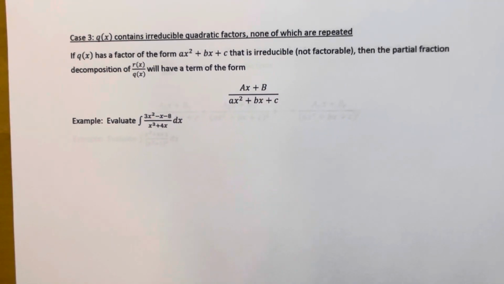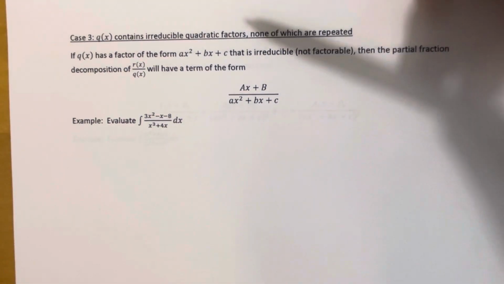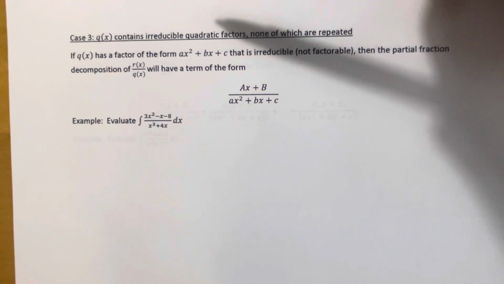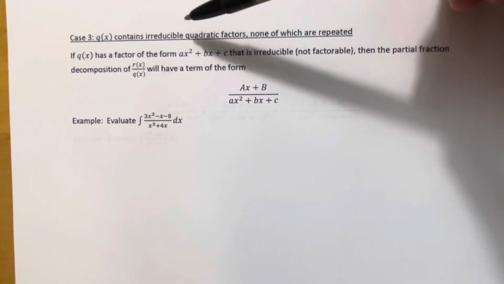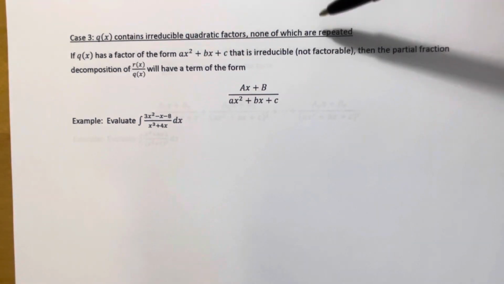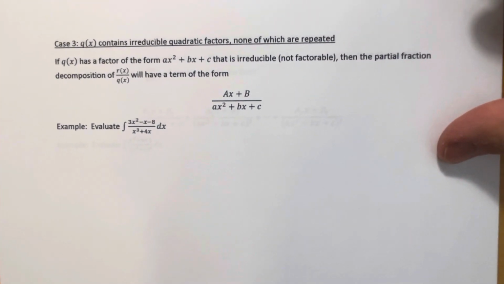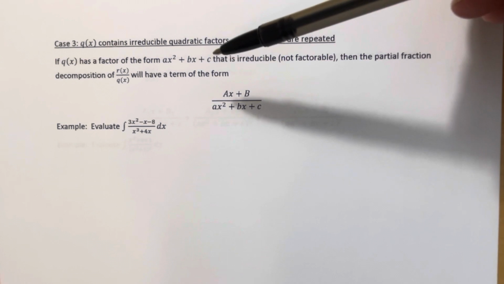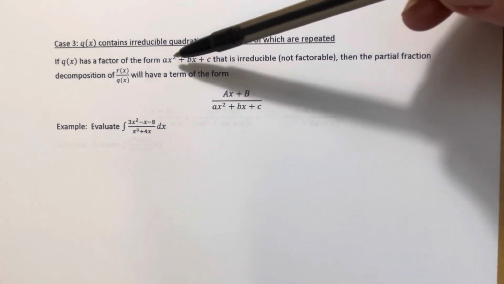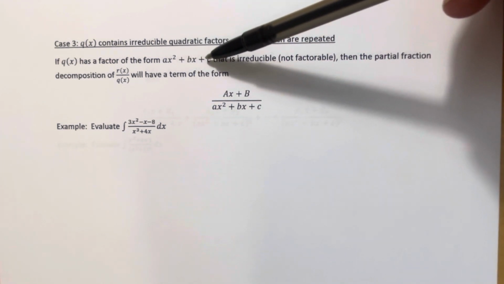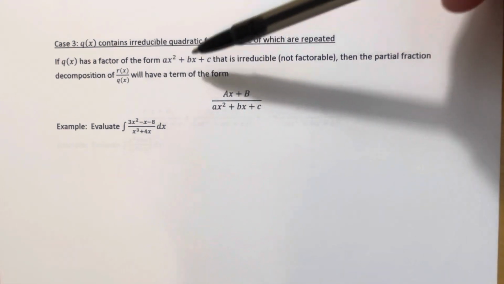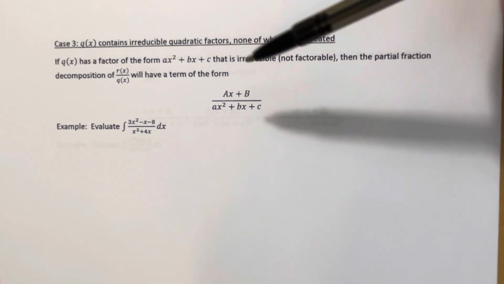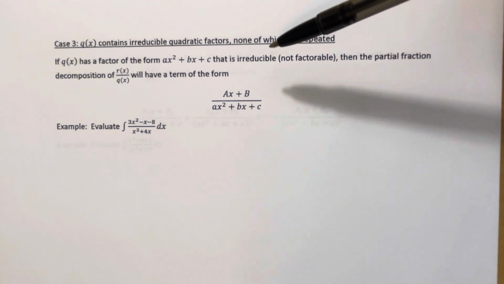So case 3. This is where we start looking at quadratic factors. So Q of x contains irreducible quadratic factors, none of which are repeated. This is what we're going to call case 3. An irreducible quadratic factor means you have a quadratic polynomial, something like this, ax squared plus bx plus c, that you cannot factor down to a product of 2 linear factors.